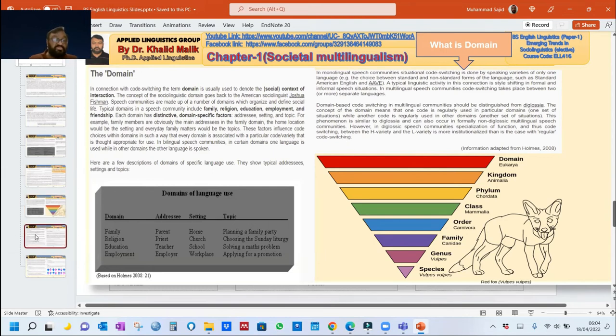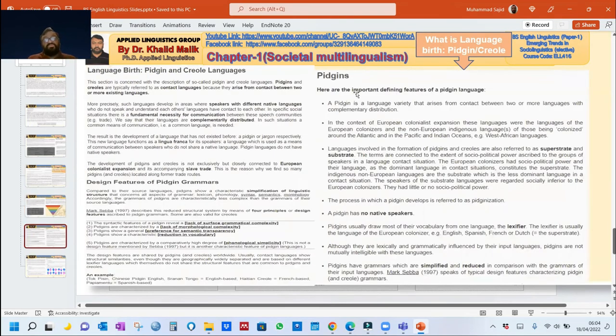That's all about code switching. Now comes the next question. What is language birth? Actually, there are two language births: Pidgin language birth and Creole language birth. Now you have to understand separately what is Pidgin and what is Creole language.